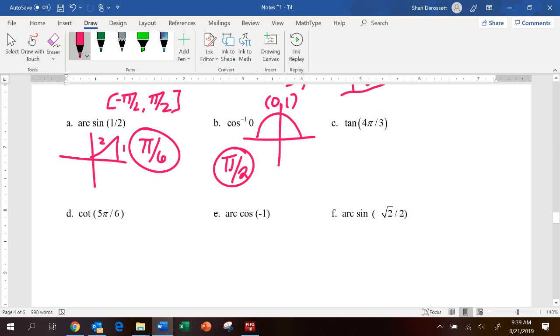Tangent of 4 pi over 3. Am I trying to find an angle or am I trying to find a ratio? Ratio. You have to understand when you are finding a ratio versus an angle. This one, we're given the angle, find the ratio. What's the reference angle here? 60. Which quadrant? Third quadrant with a 60-degree reference. Radical 3. 1, 2, negative, negative. Tangent. Opposite over adjacent. What's the answer? Radical 3. See the difference? We're finding the ratio.